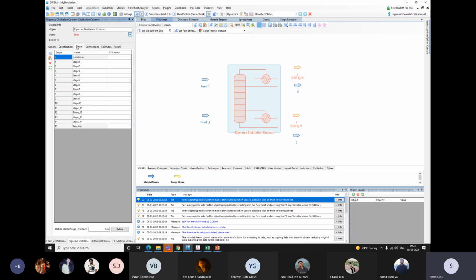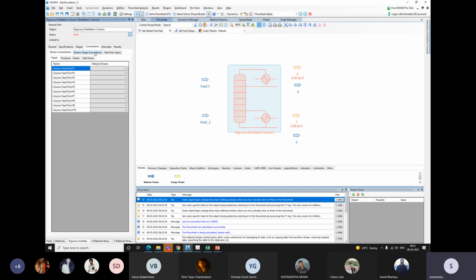Stages. By default it takes efficiency as 1, but if you want to define a lower efficiency, like 90%, we can set it here. Then connections. We have 2 feed streams, and here the connection ports are always a maximum of 10 available.